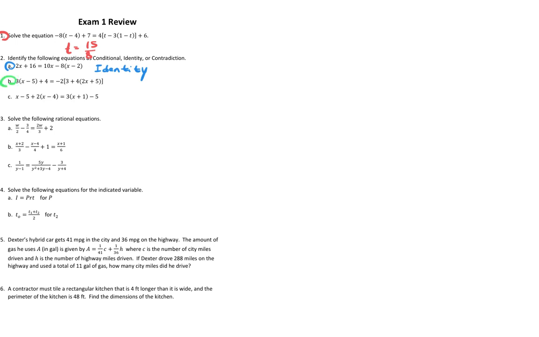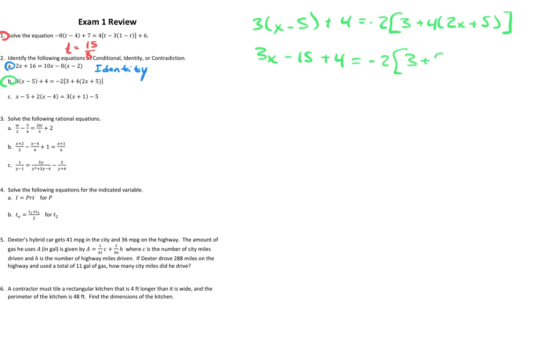Okay, let's go through the same thing for part B. We're just going to work on simplifying it to start. So distribute everything. Minus 15 plus 4 equals negative 2 times (3 plus 8x plus 20). And then we can combine 3 and 20 inside of these parentheses here, or brackets, sorry. So we're going to have 3x, and then we can combine negative 15 and 4. So it's going to be 3x minus 11 equals negative 2 times (8x plus 23).